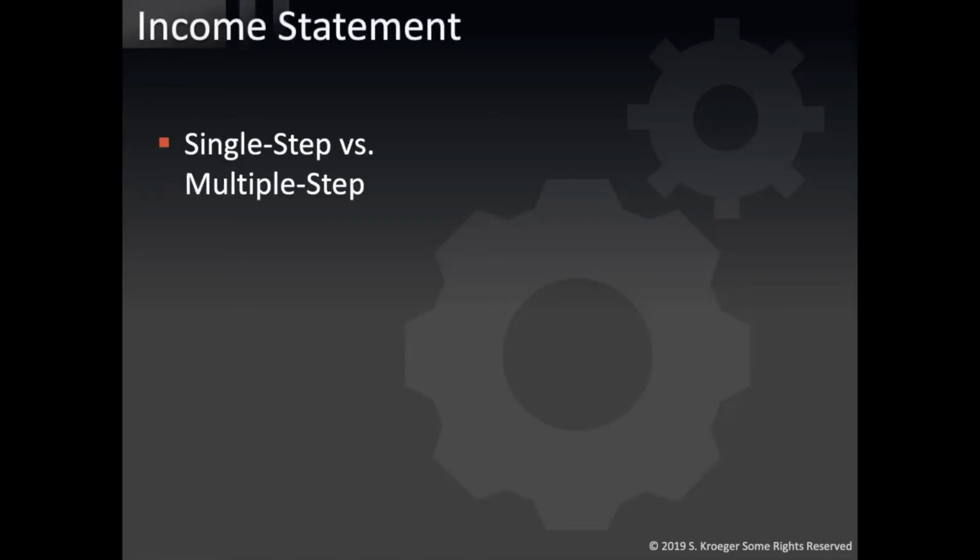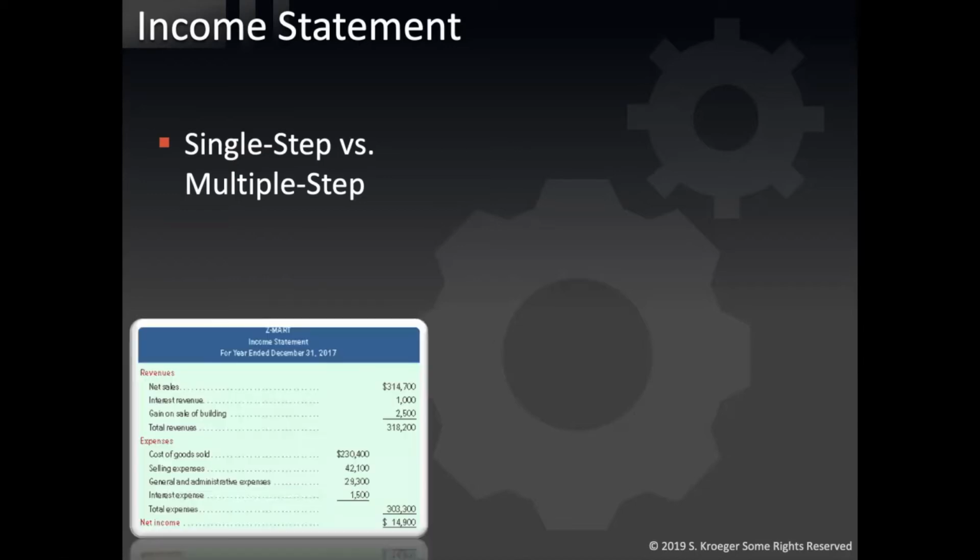Our last topic is on the multiple step income statement. First, let's go over the single step income statement. The income statement is what you have prepared in prior chapters. You list the revenues, then you list the expenses and subtract. The multiple step income statement, on the other hand, is much more detailed.